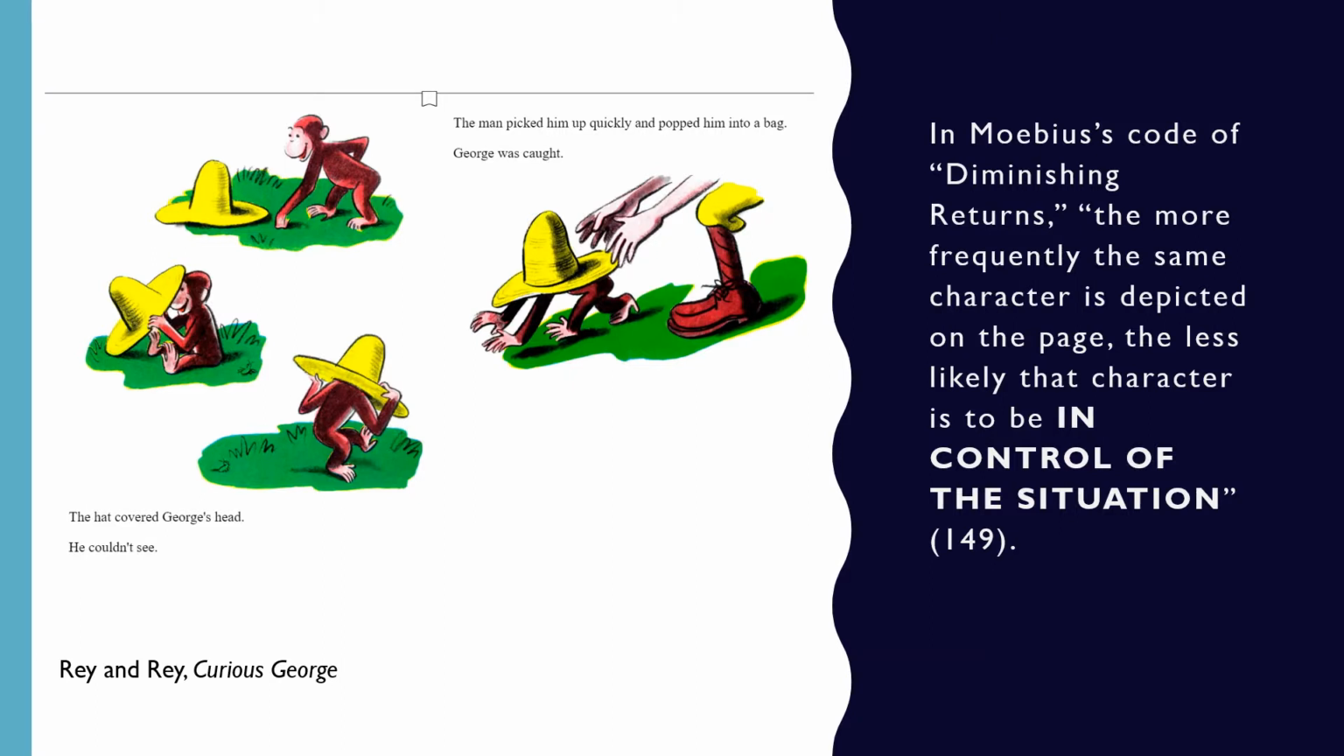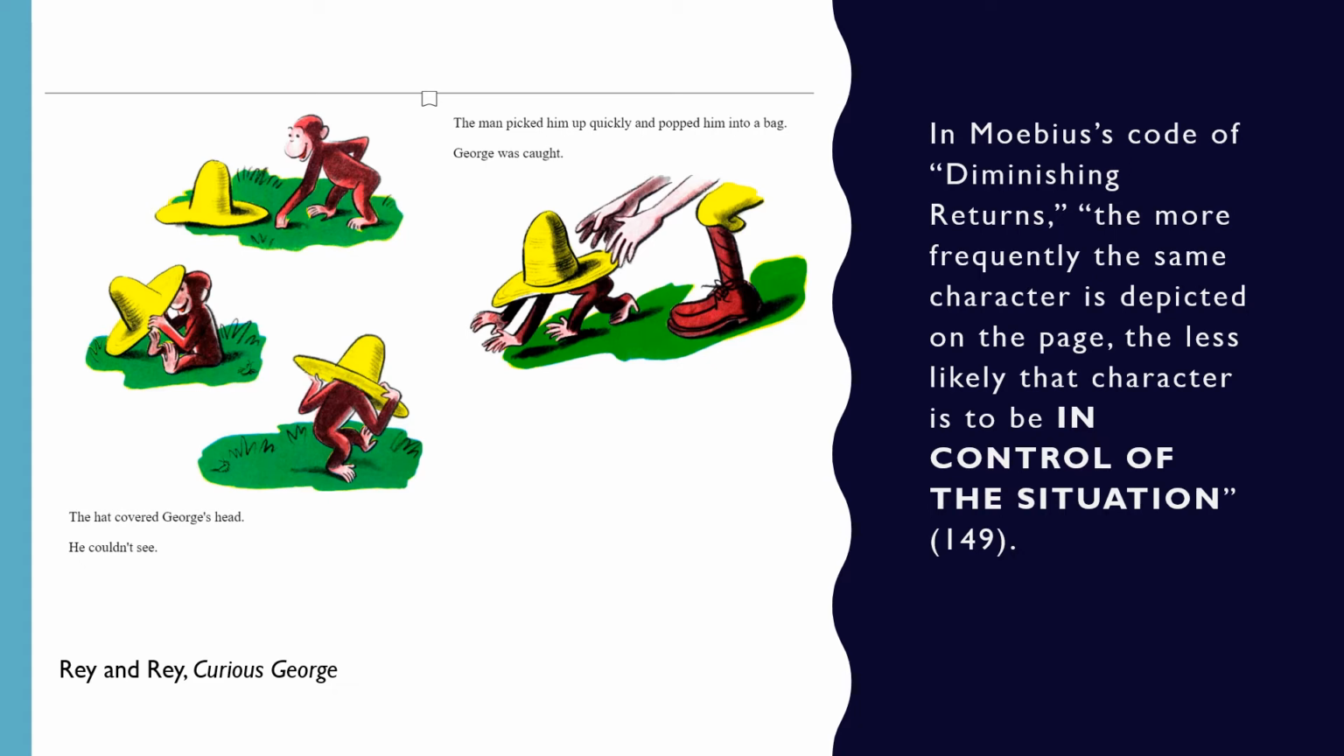All right, so moving on to number 5. In Möbius's code of diminishing returns, the more frequently the same character is depicted on the page, the less likely the character is to be in control of the situation. So this double page spread that I've presented for you is from Curious George. And if we start at the top, he finds this hat, he's looking at the hat.